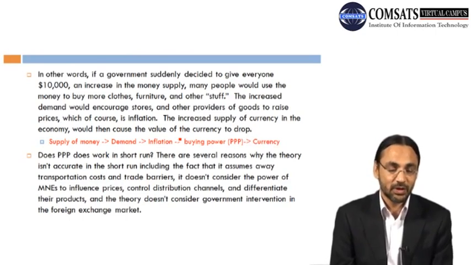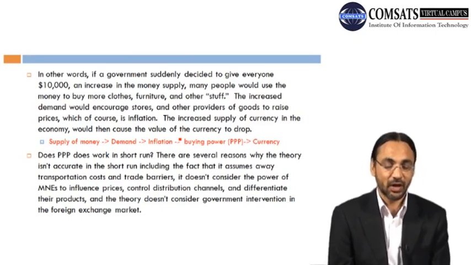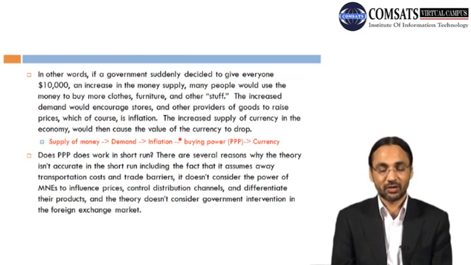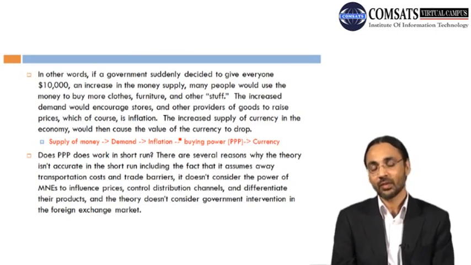Okay, does PPP work in the short run? There are several reasons why the theory isn't accurate in the short run, including the fact that it assumes away transportation costs and trade barriers, doesn't consider the power of multinational companies to influence prices, control distribution channels, and differentiate their products, and it does not consider government intervention in the foreign exchange market.